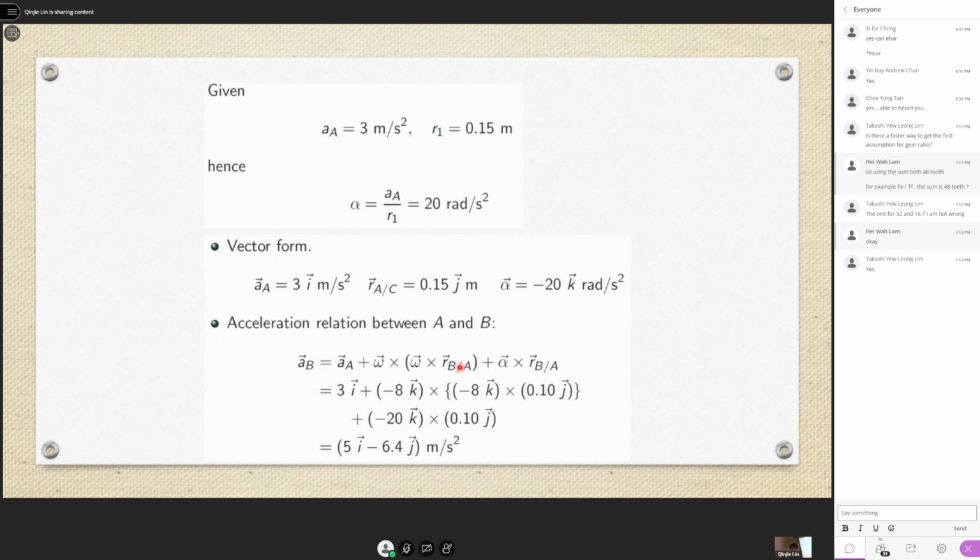Of course, the ones in the brackets you do first. Then this one you do already. This minus 8K cross 0.1 J, K cross J will be pointing somewhere in the I direction, either I or minus I. Then after that, you will have to take something K cross something I. So do it carefully. Okay, after you do it, you will get this.